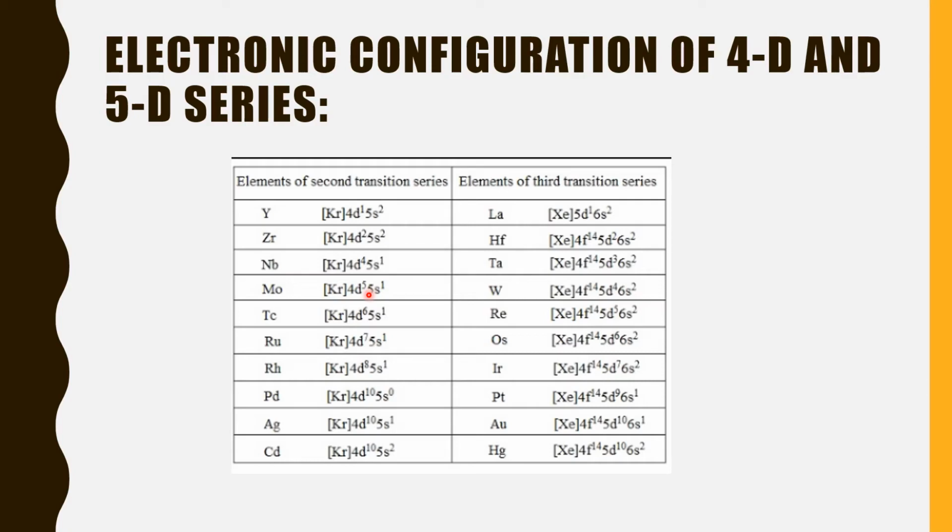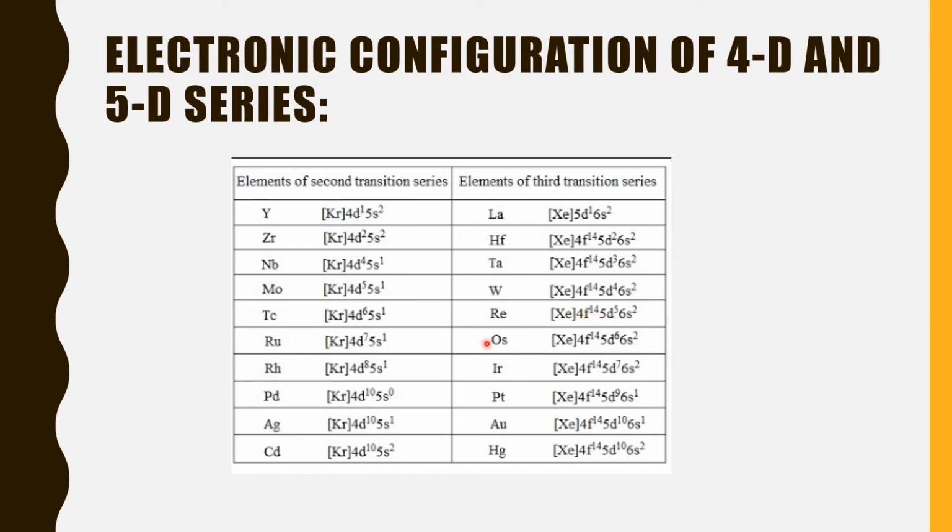And let's see the 5d series, or third transition series. It starts from lanthanum to mercury. For lanthanum it is xenon 5d1 6s2, and for hafnium it is xenon 4f14 5d2 6s2, and for tantalum, it is xenon 4f14 5d3 6s2, and for tungsten, it is xenon 4f14 5d4 6s2, and for rhenium, it is xenon 4f14 5d5 6s2.